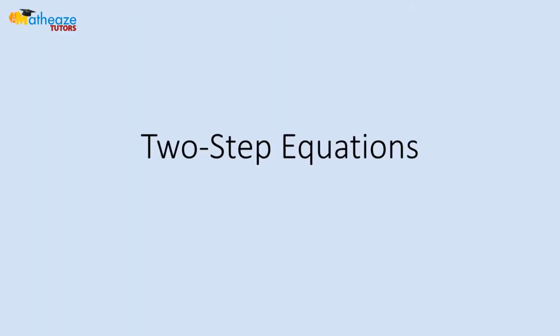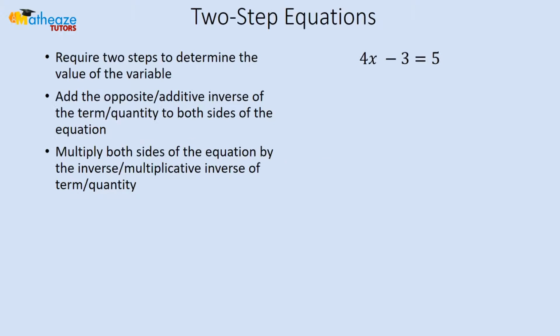Now we're going to look at two-step equations, and the key to two-step equations is that it requires 2 steps for you to get the value of the variable. So let's look at some examples. We look at 4x minus 3 equal to 5.